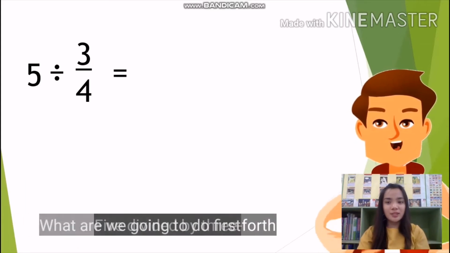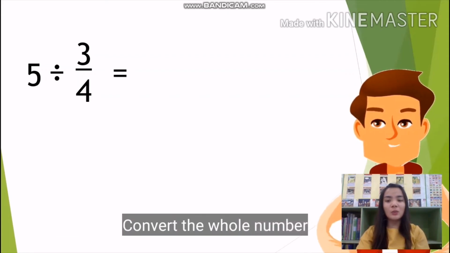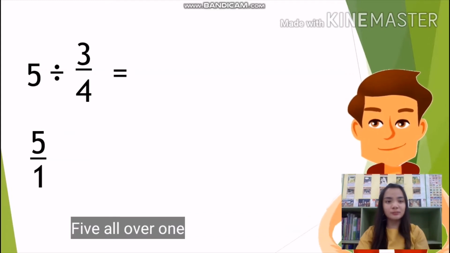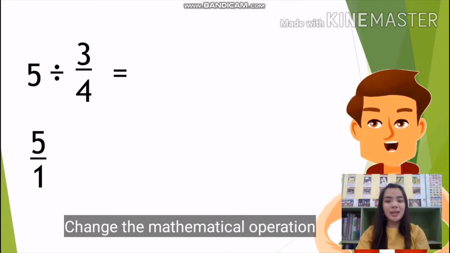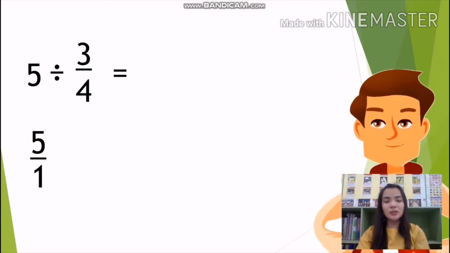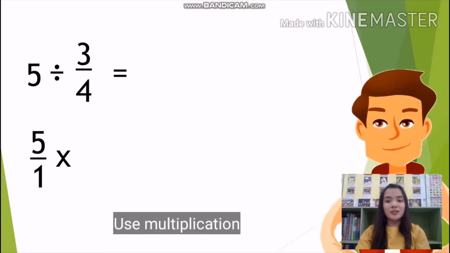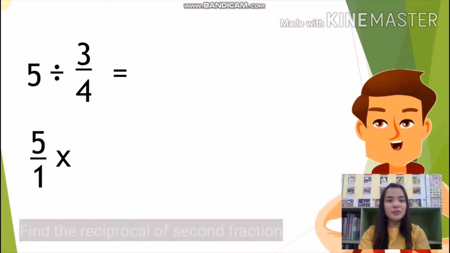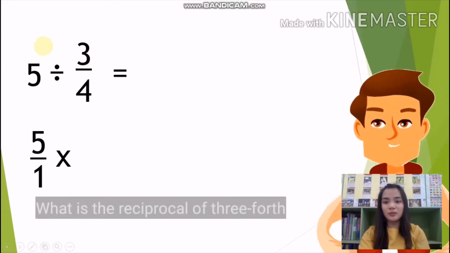So what is the first thing that we're going to do? We need to convert the whole number. So we have 5 all over 1. Then we need to change the mathematical operation. So instead of division, we're going to use multiplication. On the third step, we need to find the reciprocal of 3/4. So what is the reciprocal of 3/4?